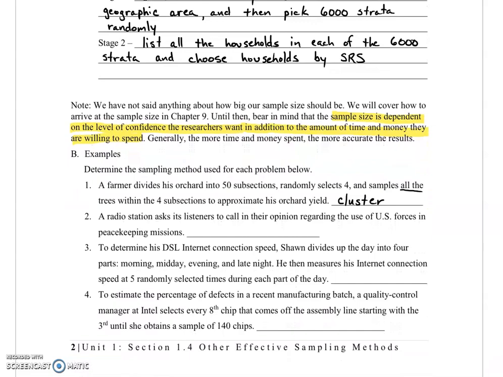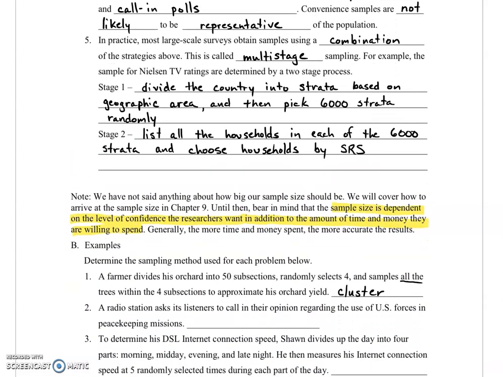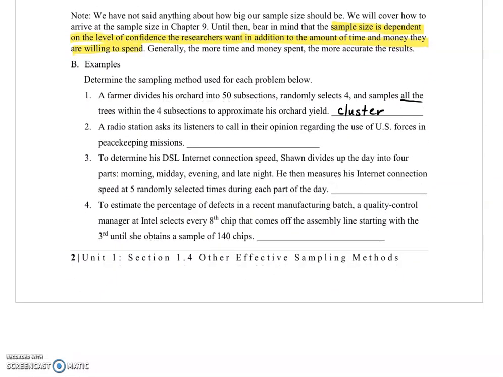All right, so back to our examples. So number 1 is definitely cluster because we did all trees from some sections. So the trees are the individuals here.